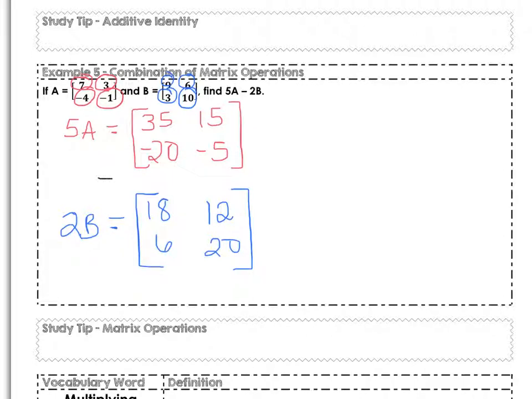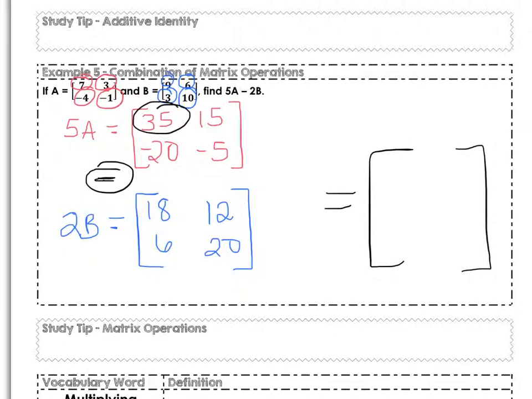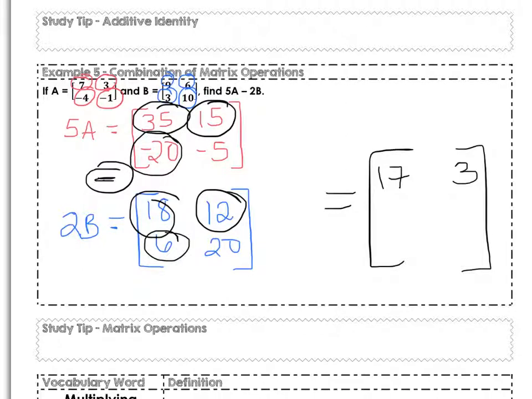And now I'm going to subtract these two matrices together by subtracting their corresponding elements. 35 minus 18 gets me 17. 15 minus 12, that gets me 3. Negative 20 minus 6, that gets me negative 26. And negative 5, give him a box, why not? Negative 5 minus 20 gets me negative 25.